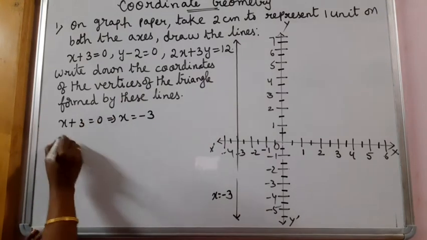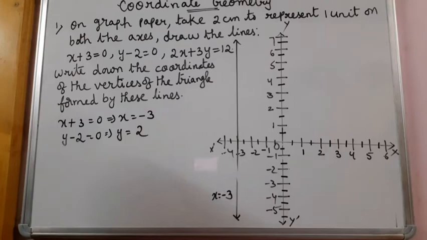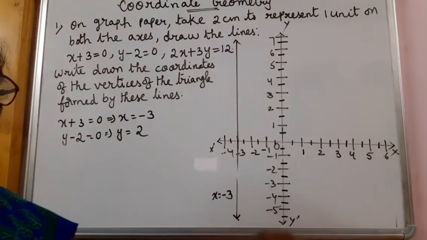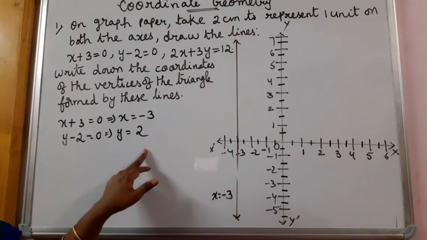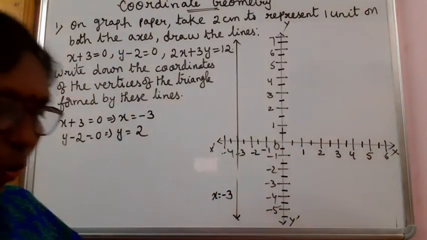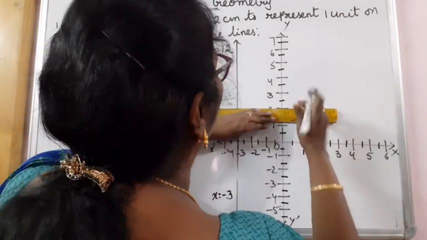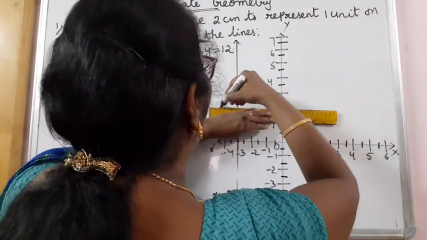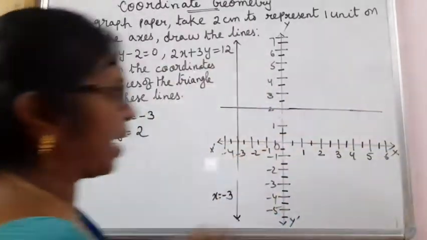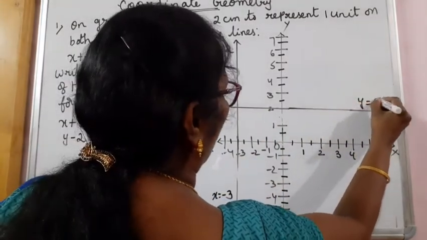The other one is y minus 2 is 0. That means y is equal to 2. The equation of the x-axis is y is equal to 0. y is equal to 2 means a line parallel to the x-axis at a distance of 2 units from the x-axis. So let me draw a line parallel to the x-axis at a distance of 2 units from the x-axis. The equation of this line is y is equal to 2.